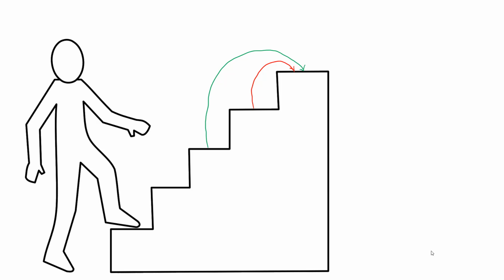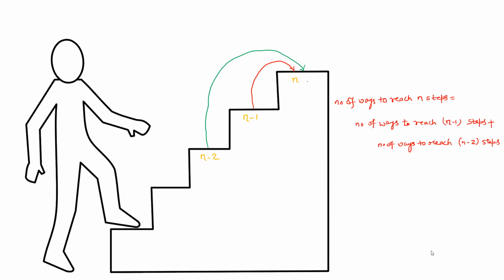So let's take some values. If you want to reach 100 steps, the number of ways to reach 100 will be equal to the number of ways to reach the 99th step plus the number of ways to reach the 98th step. So the total number of ways to reach 100 steps is the addition of both. Let's consider this for n steps. The total number of ways to reach the nth step will be equal to the total number of ways to reach n-1 steps plus the total number of ways to reach n-2 steps. The same can be deduced into a recurrence formula, which looks something like this.